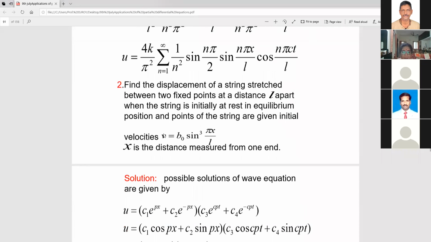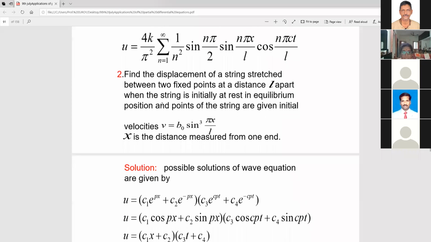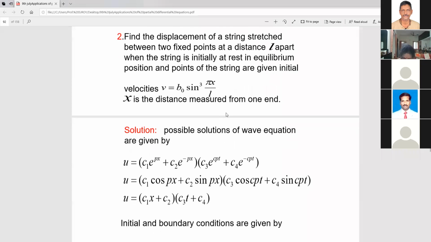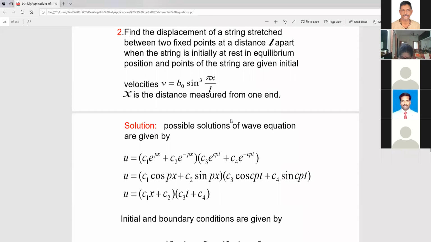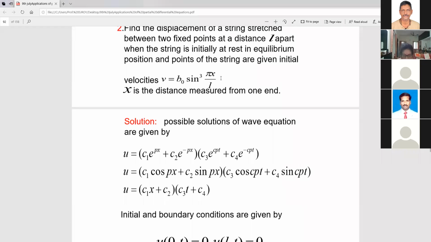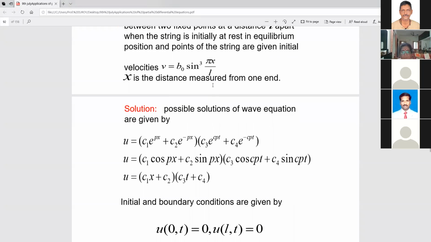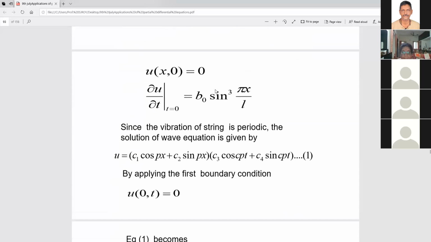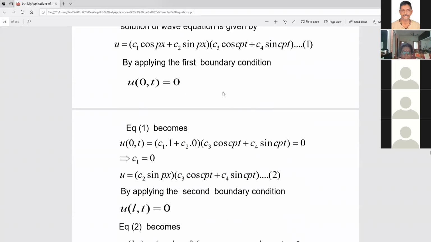Okay. And whenever sine functions are given, see here initial velocity is given in a sine term. So we need not do any integration, no need to apply the half range series. Directly by expanding this sine function and equating the terms, we'll be getting the solution. The remaining story remains the same. So we'll be getting it in a similar way.